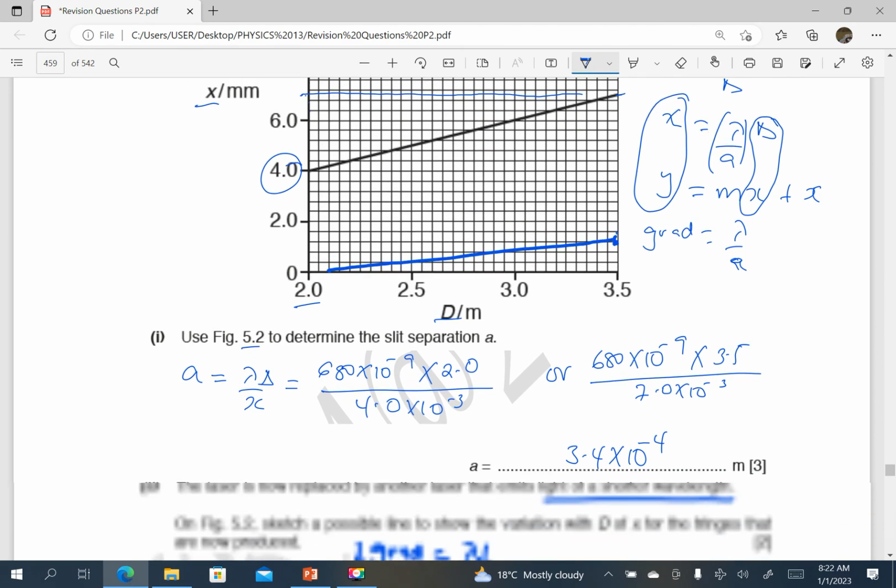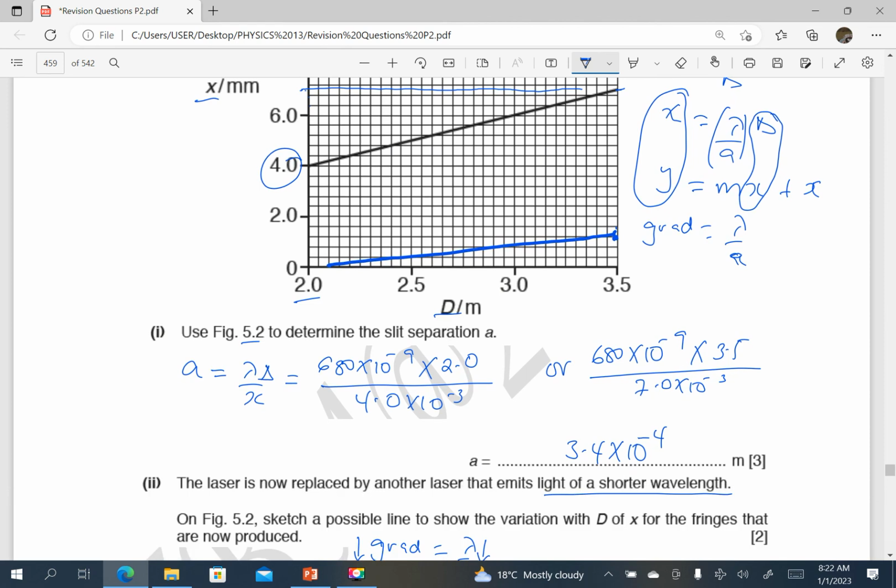Okay, so that is my graph. You can draw a better straight line than mine. It should be less steep.